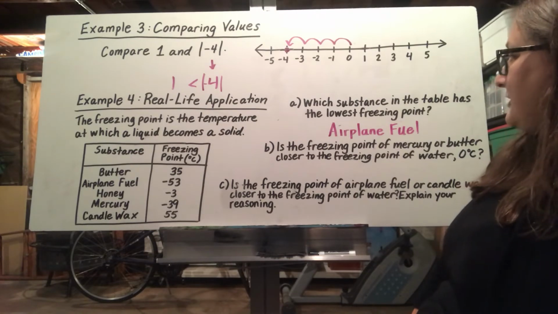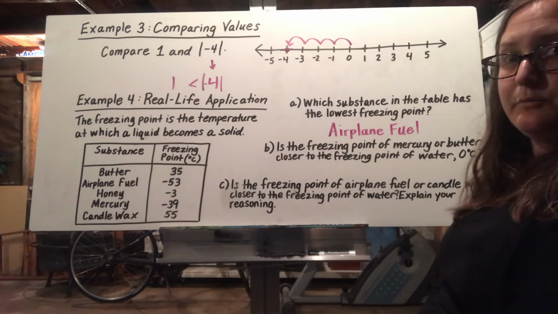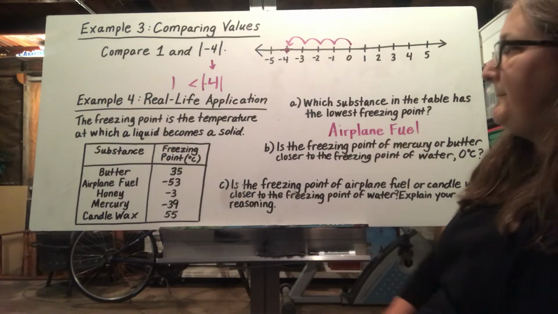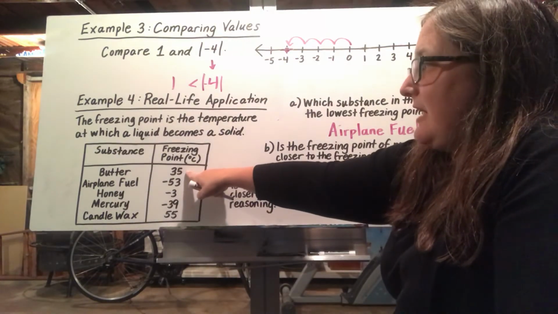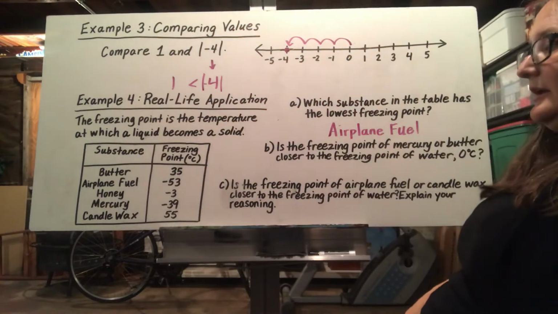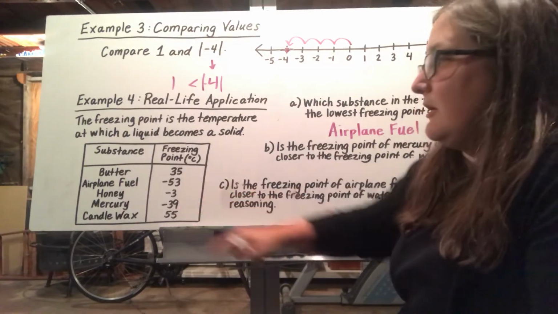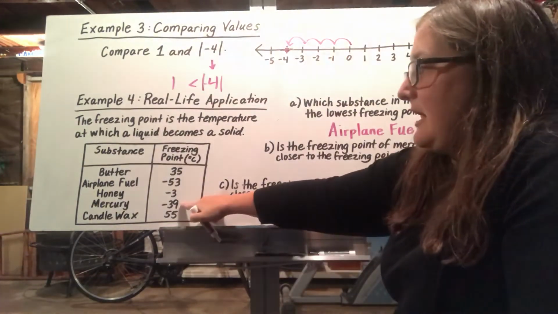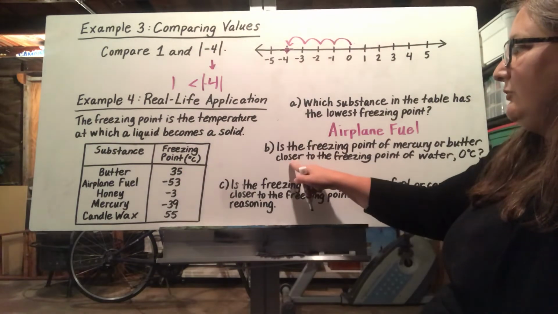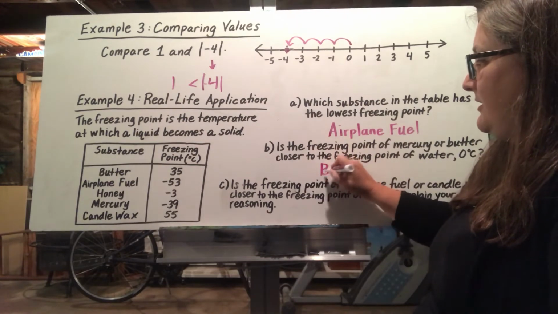Second question, is the freezing point of mercury or butter closer to the freezing point of water, which is 0 degrees Celsius? So if water is 0, butter is 35 degrees away from that. It's 35 degrees above 0. Mercury is 39 degrees away. It's 39 degrees below 0. So if this one's 39 units from 0 and this one's 35 units from 0, the one closer to the freezing point of water is butter.